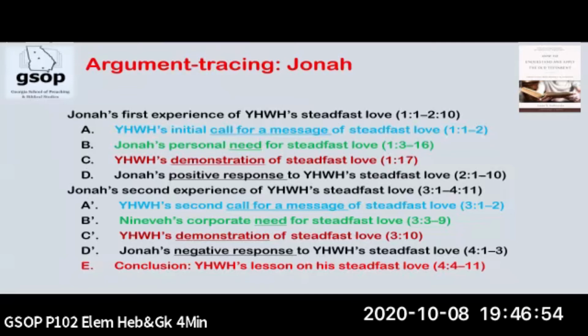So as we look at Jonah, we won't take the time to read all 3 chapters. 3 chapters? Yeah, 4 chapters, excuse me. All 4 chapters. But if you do, you really find 2 major events that are parallel. First is Jonah's experience with God's steadfast love, and you'll find that all the way through chapter 2 and verse 10. Secondly, you also find an experience again of God's steadfast love, from chapter 3 and verse 1 through chapter 4.